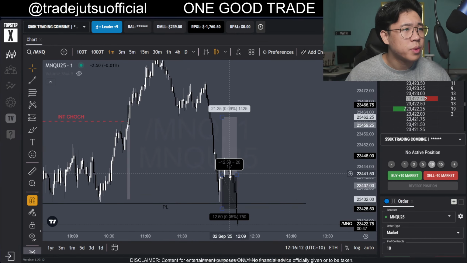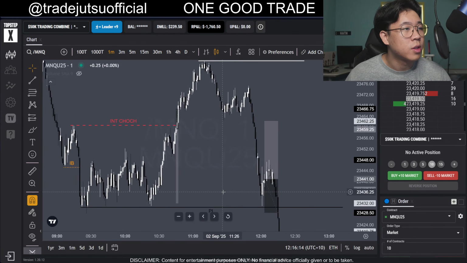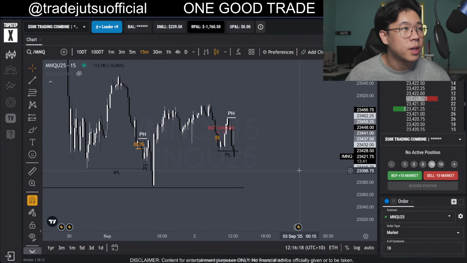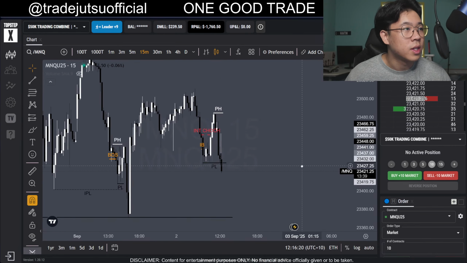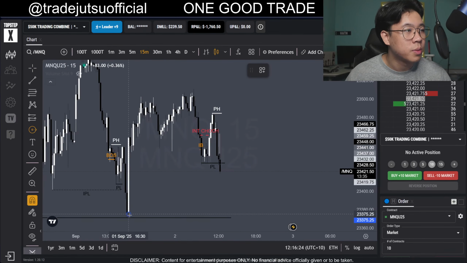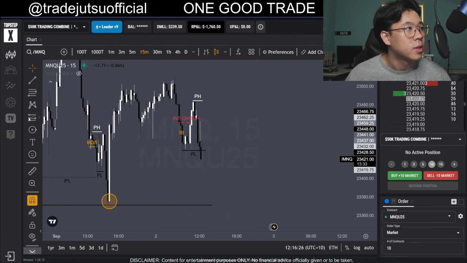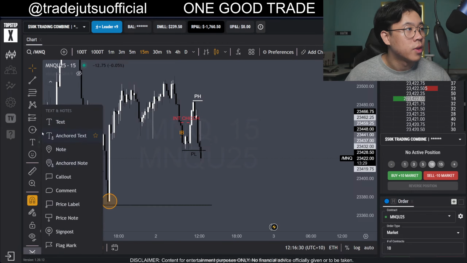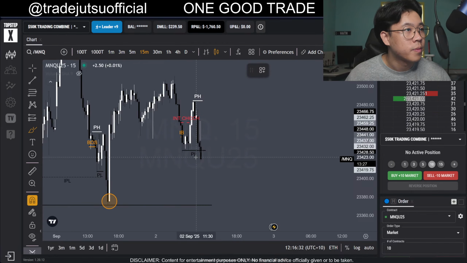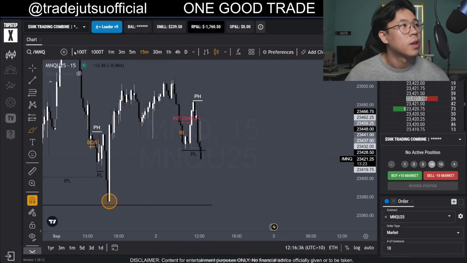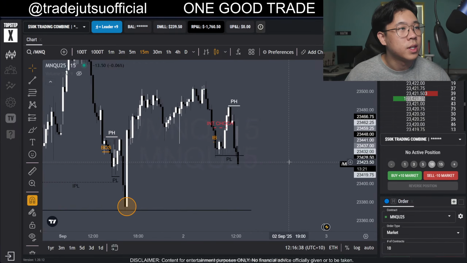So yeah, this was a pretty valid rejection of this internal protected low on the 15-minute, I guess. But if we zoom out, we can see that the realistic area for price to head to was this protected low here. So price most likely will head to this low first, before doing what it needs to do.